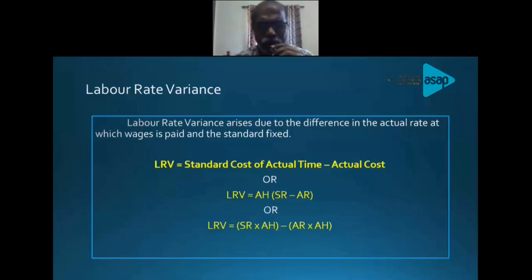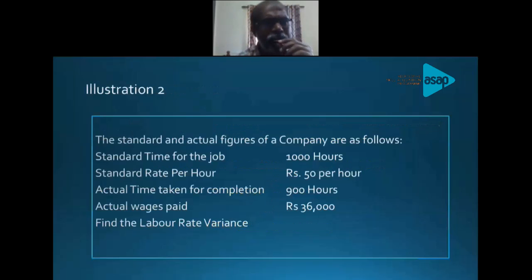Okay, moving on to another illustration explaining this labor rate variance. The same example, you don't want to take it down again. You have already taken it down in the first case. The same example is given for explaining what is labor rate variance. So once again, look at it. Standard time is 1000 hours. Standard rate is 50 per hour. Actual time taken is 900 hours. Actual wages paid is 36,000.